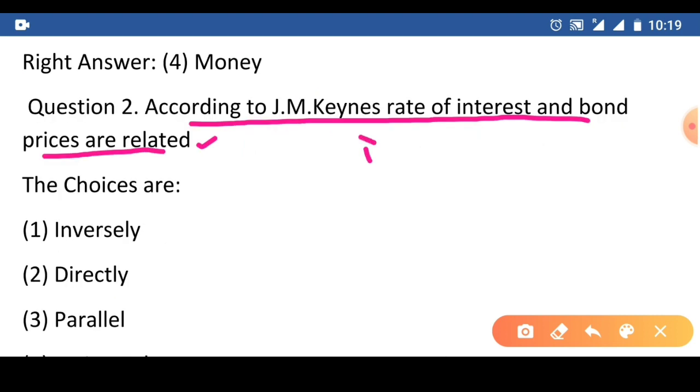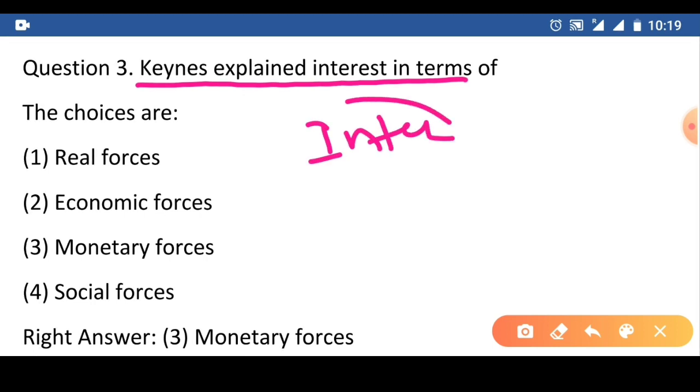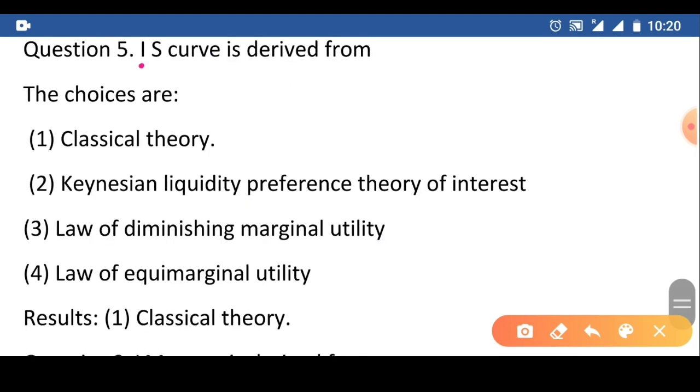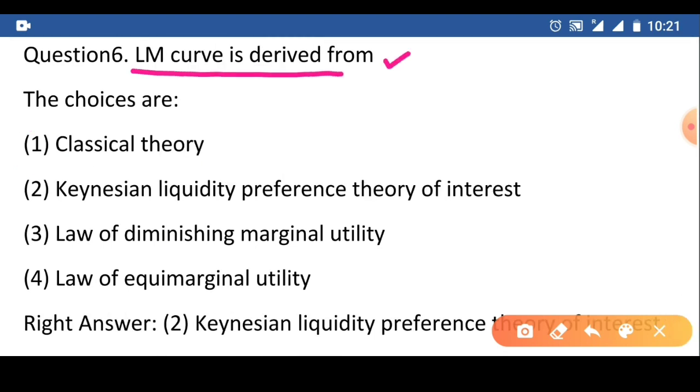According to Keynes' theory, interest and bond prices are inversely related. In which terms did Keynes explain interest? He mainly explained it in terms of money, that is, monetary forces. LM stands for liquidity preference and money supply equilibrium. The IS curve is derived from classical theory, as we have studied. The LM curve is derived from Keynes' liquidity preference theory of interest.